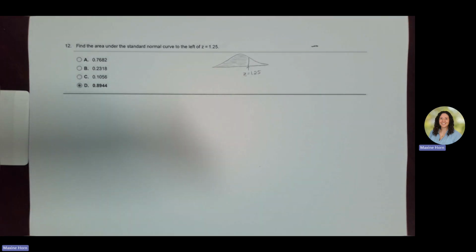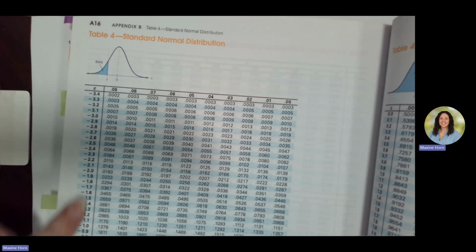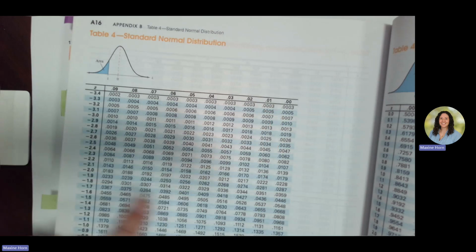So there are 2 ways to do this. Either we look in the book. Where have I put it? Oh, there's my book. I put it right here so that I could have it right in front of me. All right, so we go to the back of the book and we go to table 4, the standard normal distribution. In the table, the z-scores are the numbers along the outside. The areas are the numbers on the inside.